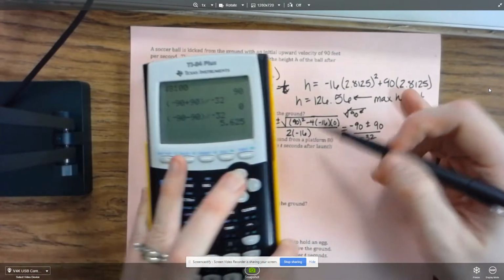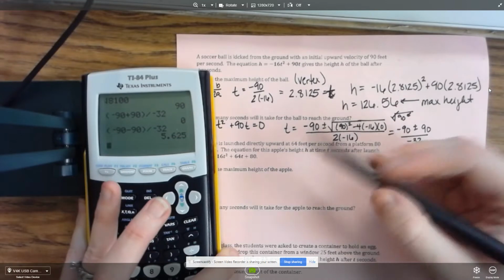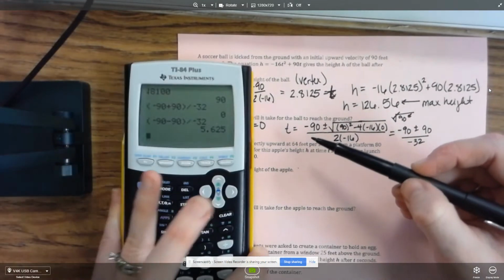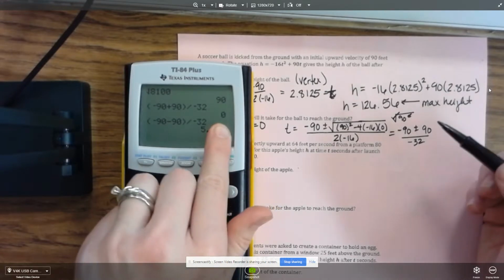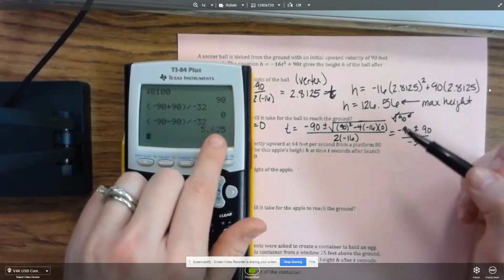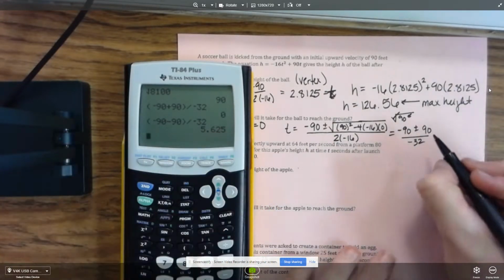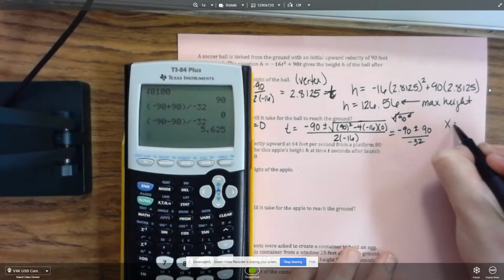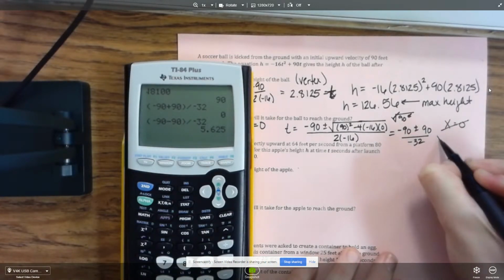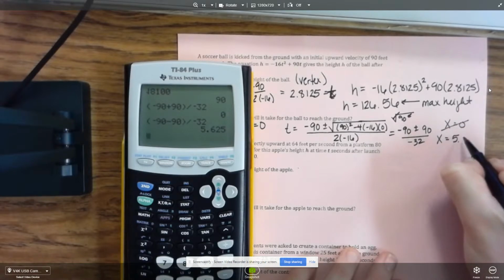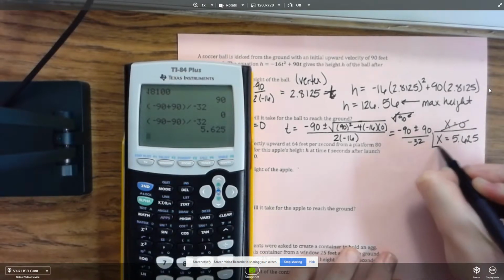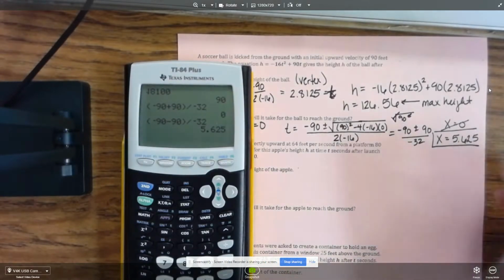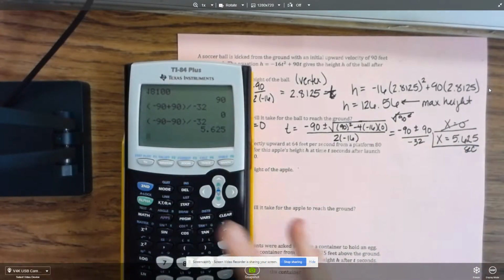And so what I want to know, again, let's look at what the question's asking. How long does it take for the ball to reach the ground? Well, 0 is not a realistic answer. It's not going to take 0 seconds because we do know that it went up to the air. So the only valid answer here, so x equals 0 is not a valid answer, but x equals 5.625. That is my valid answer for that one, and that is seconds.